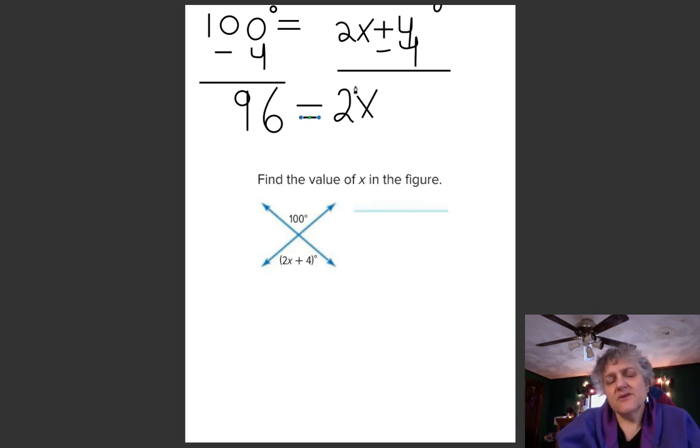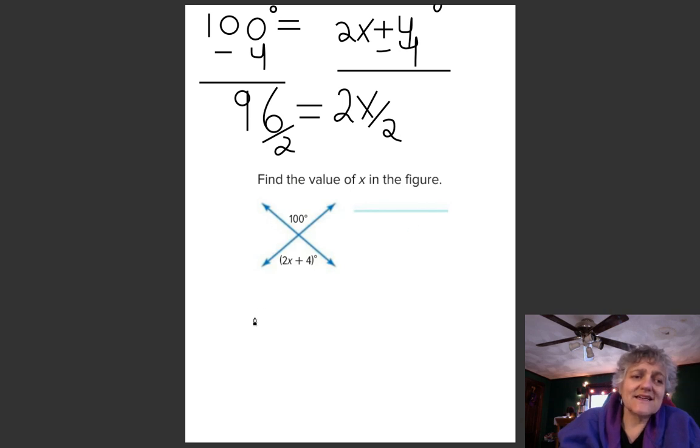Now, that's all well and good, but we don't want to know how much 2x is worth. We want to know what 1x is worth. So because they are bound together, stuck together by multiplication, we're going to use inverse operation again. And the opposite of multiplying is dividing. So we are going to divide by 2 over here. And remember, when we write fractions, we're actually writing division problems. So we now have 96 divided by 2 is equal to 2x divided by 2.